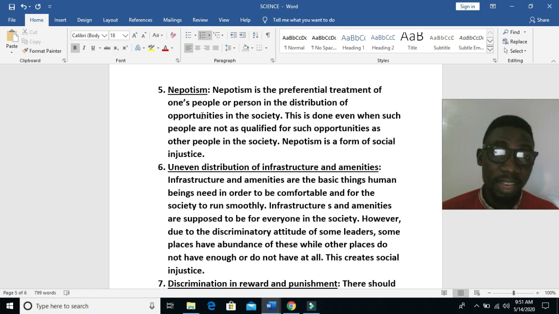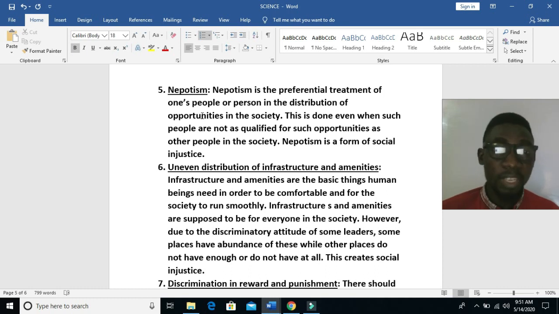Or better still, let me give you another example. I want to choose someone for a job and I am not conducting any interview. I just pick someone because the person is close to me and I'm leaving out the other persons because they're not close to me. What I'm doing is nepotism. That's preferential treatment. Everyone should be afforded equal opportunity.